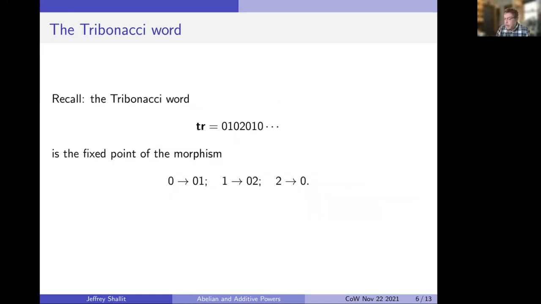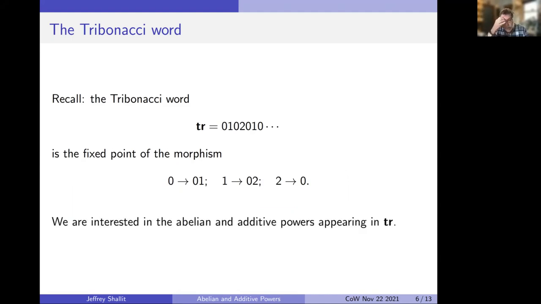Now I'm getting to the question that I wanted to ask, and that's about the Tribonacci word. Remember that the Tribonacci word is the fixed point of the morphism 0 goes to 01, 1 goes to 02, and 2 goes to 0. It satisfies a lot of the same properties as the Fibonacci word, and it's been studied quite a lot. As an example, I tried to compute the orders of abelian and additive powers appearing in this word.